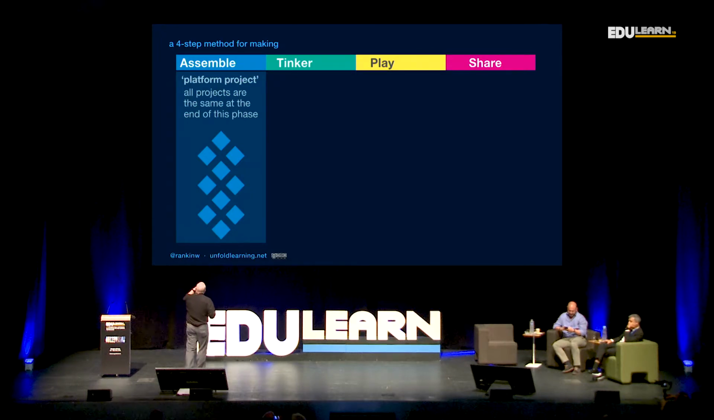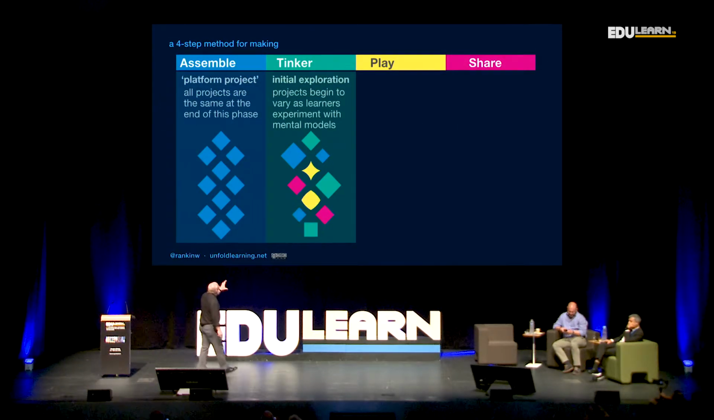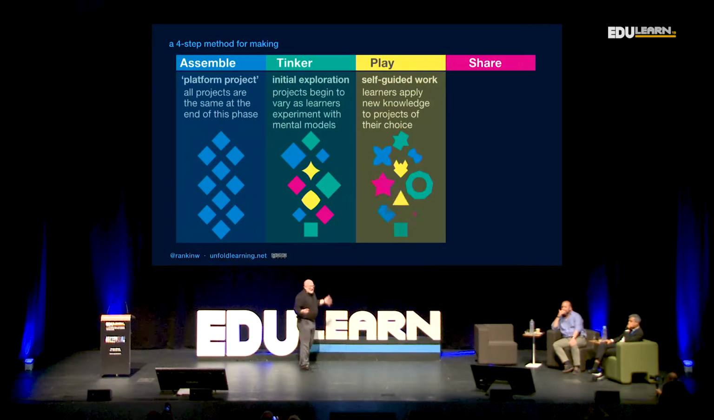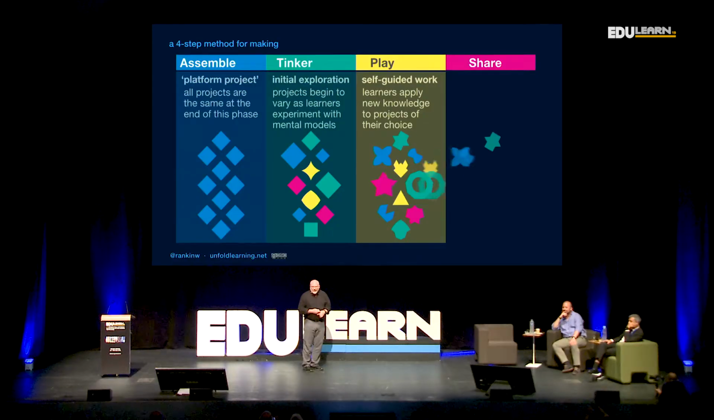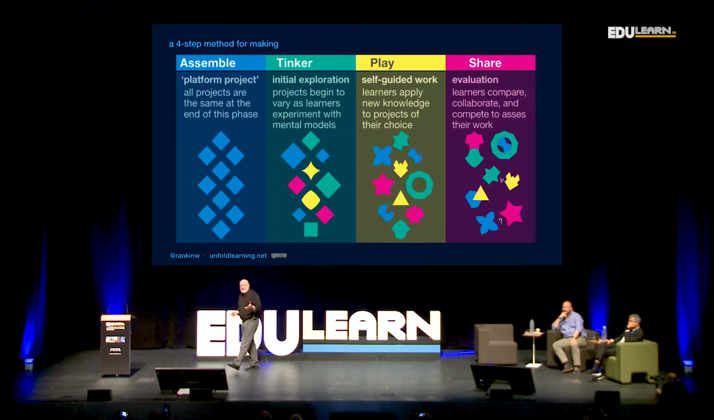So it looks something like this. In the assemble phase, everybody makes the same thing. And if that's where your school stops, really the only thing you can tell is people follow directions well or not well. But at Tinker, we start to mess with the edges of those things and change little aspects of them. And then at Play, we can start to do crazy stuff. And then we bring it all together in Share and see what happens.